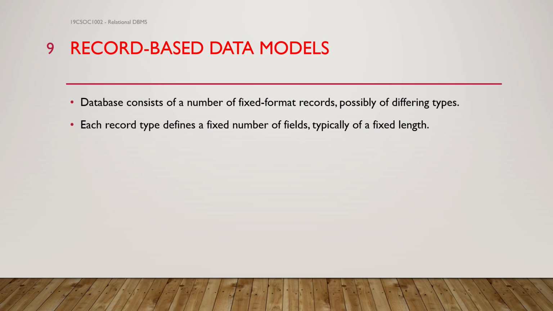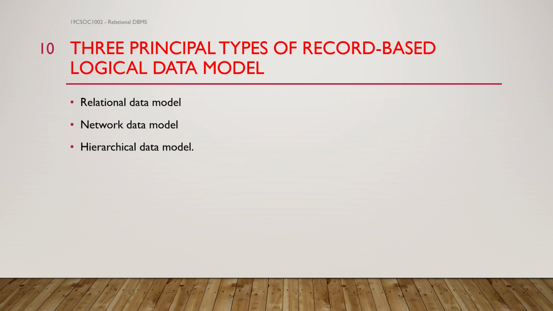Record based data model. A database consists of a number of fixed format records, called records. So it includes a fixed number of formats. Each record type defines a fixed number of fields, typically of fixed length. It should be in a fixed length manner. What are the three principal types of record based logical data model? The relational data model, the network data model, and the hierarchical data model.